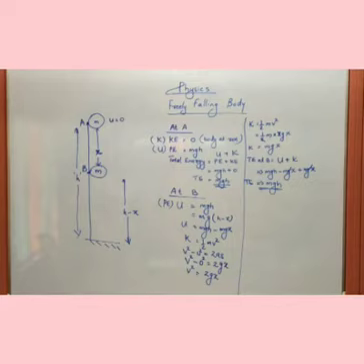Here the body is falling towards the earth. Therefore the acceleration is the acceleration due to gravity g, and s is the distance covered by the body. The body starts from A and reaches the point B. The distance covered is x, so I'll write 2gx. That means I got the value v square is equal to 2gx.